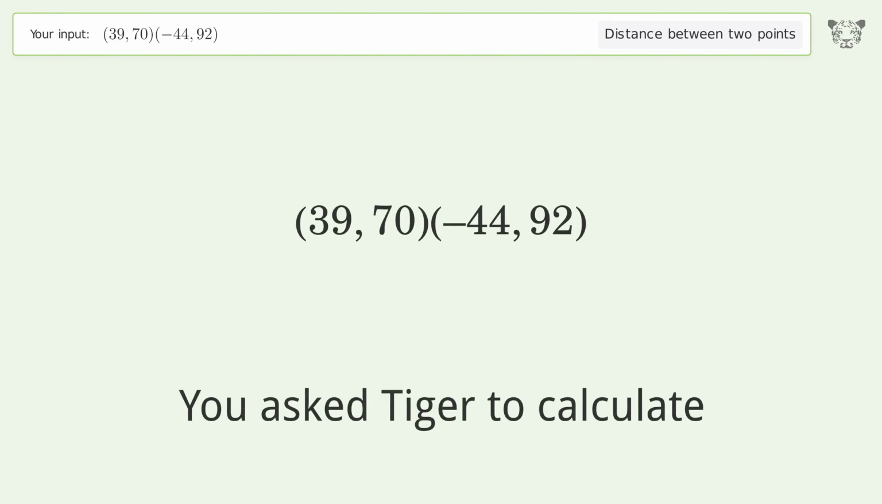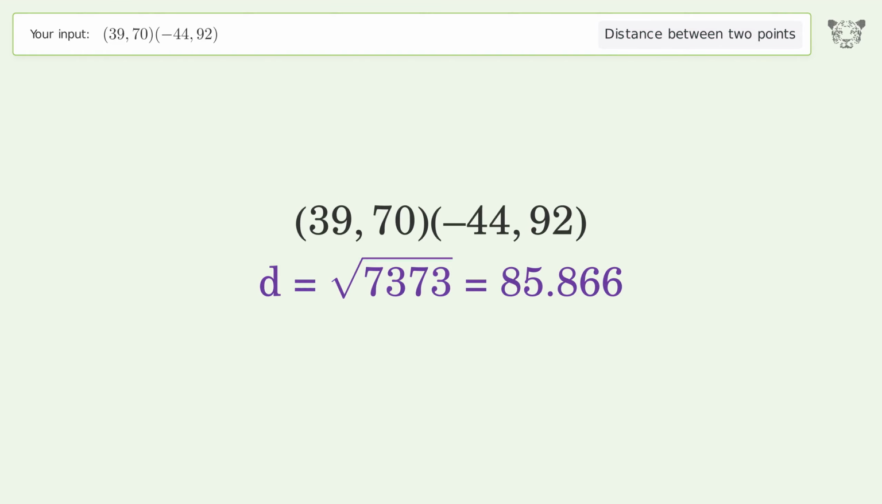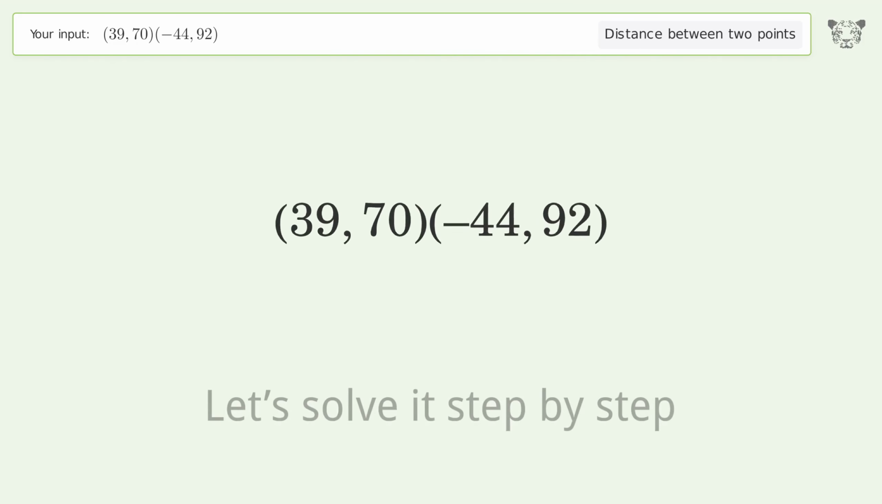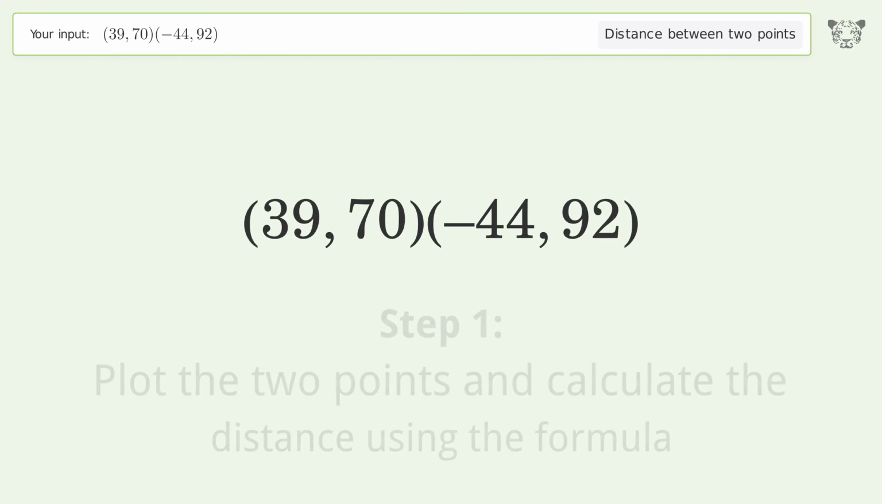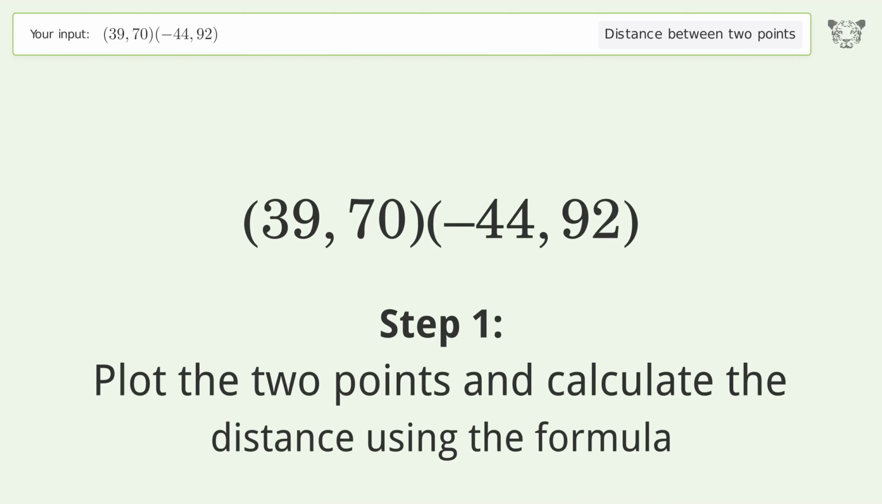You ask Tiger to calculate. This deals with the distance between 2 points. The distance between the 2 points is the square root of 7,373 or 85.866. Let's solve it step by step. Plot the 2 points and calculate the distance using the formula.